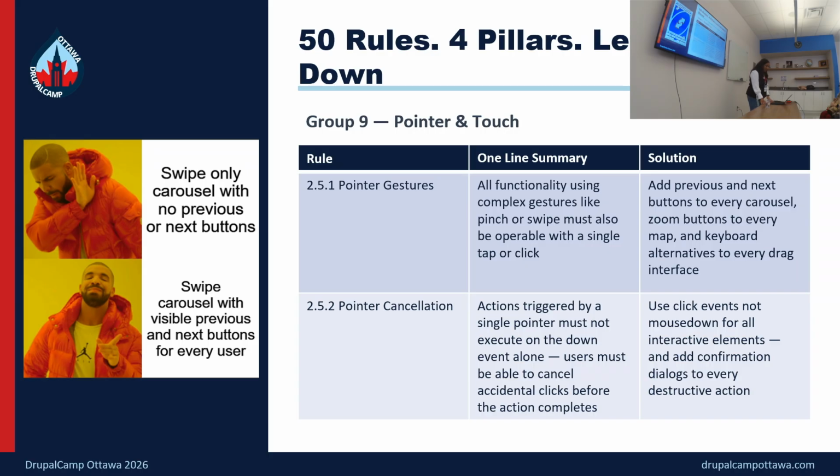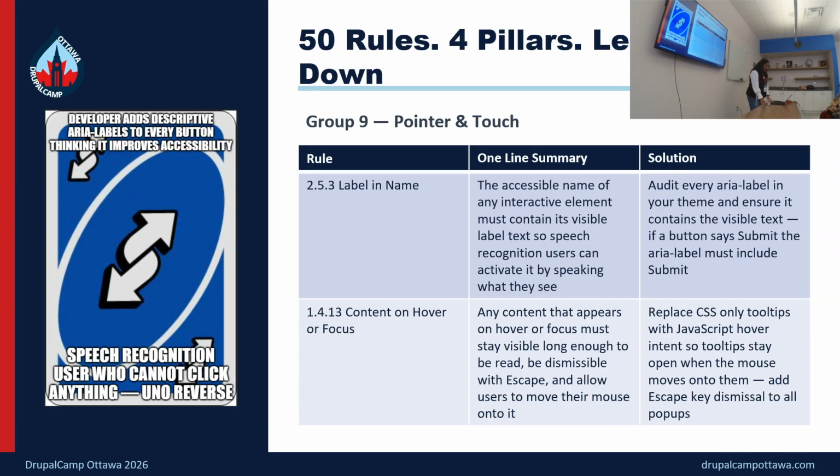The next one is 2.5.3, label in name. The accessible name of all the interactive elements must contain its visible label, so screen readers can activate it by speaking the way they see. Simple enough. Solution: audit every ARIA label in your theme and ensure it contains the visible text. If the button says submit, then the accessible name should also say the same text.